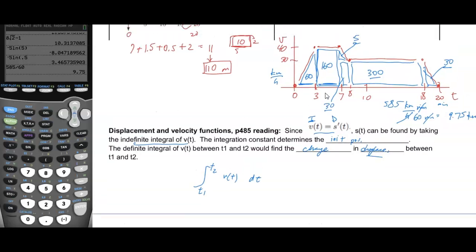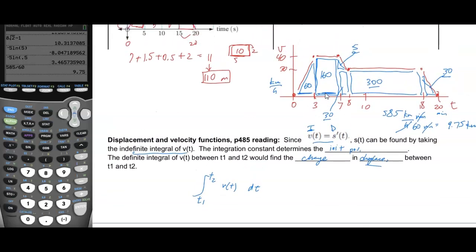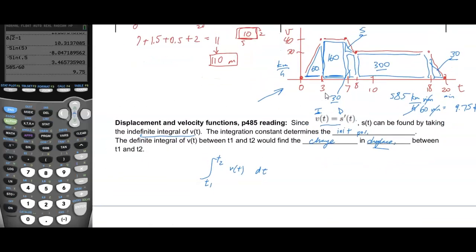Okay, basically it is the calculus version of this process we did here, where we basically calculated the area under the curve between two times, and that actually gives us the distance traveled. Okay, that's it for this page.